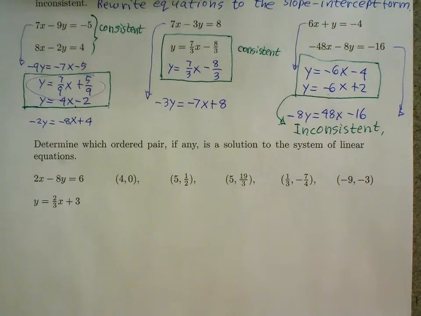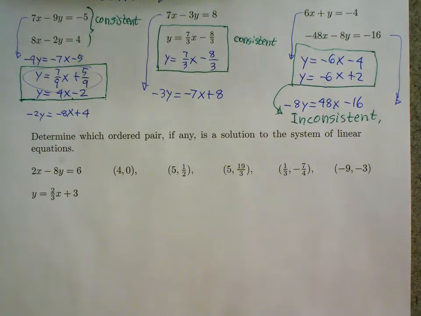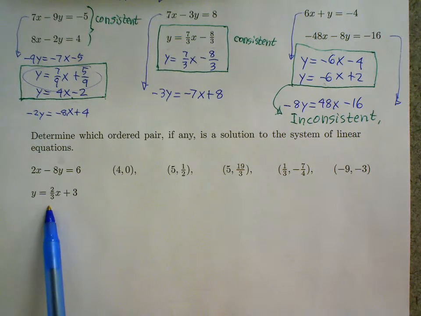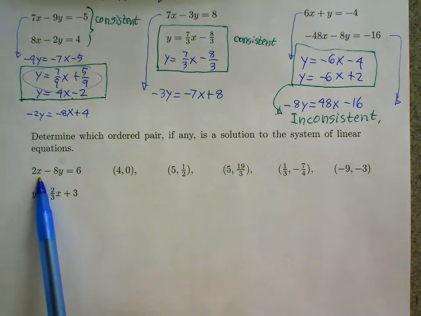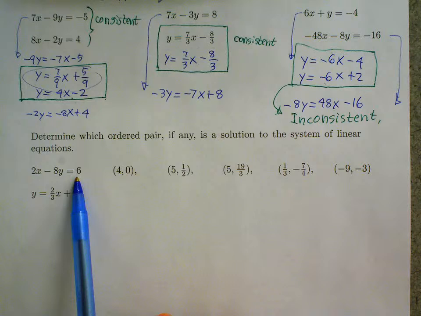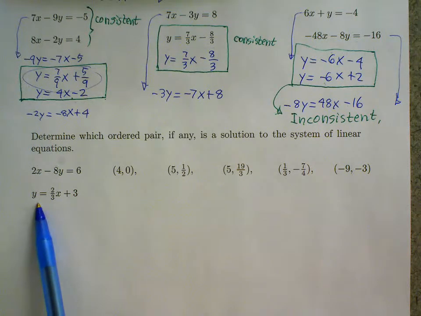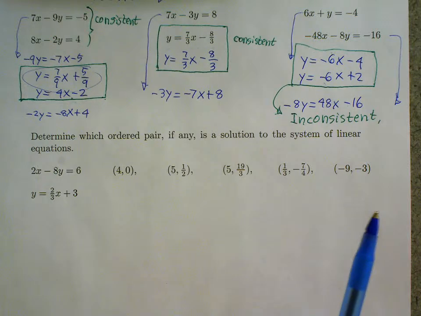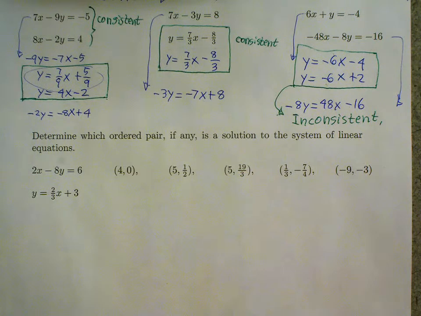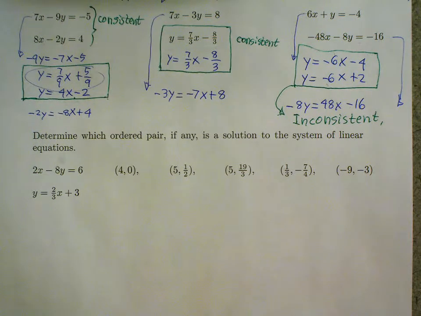Okay, in the next little exercise, we have a system of two linear equations. One equation is 2x minus 8y equals 6. The other equation, y equals 2/3 x plus 3. And then we have 5 ordered pairs, and we want to see if any one of those is a solution to the system.